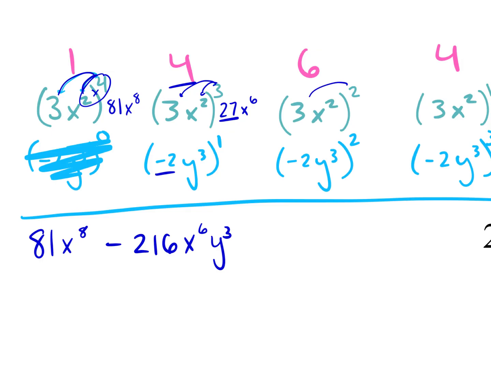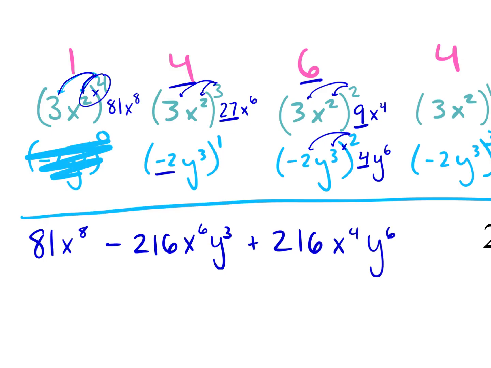Then, next term, we're going to distribute. So 3 squared would be 9. X squared squared would be x to the 4th power. Again, we want to distribute here. Negative 2 squared would be 4. Y to the 3rd power squared would be y to the 6th power. You multiply power to power. So we have 6 times 9 times 4. So this would be positive 216 x to the 4th power, y to the 6th power.